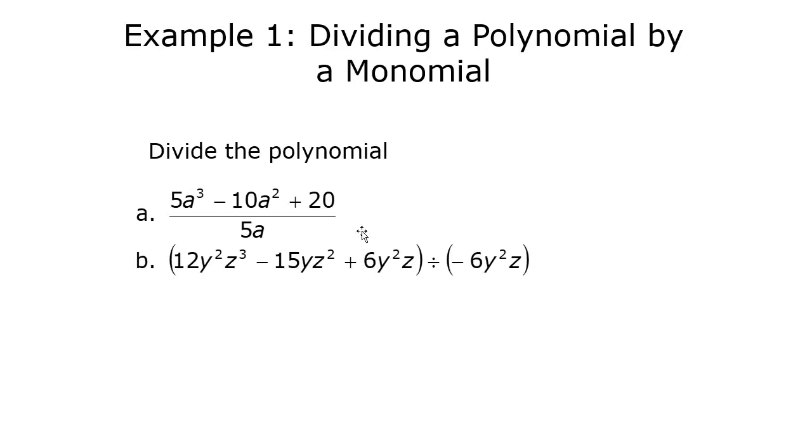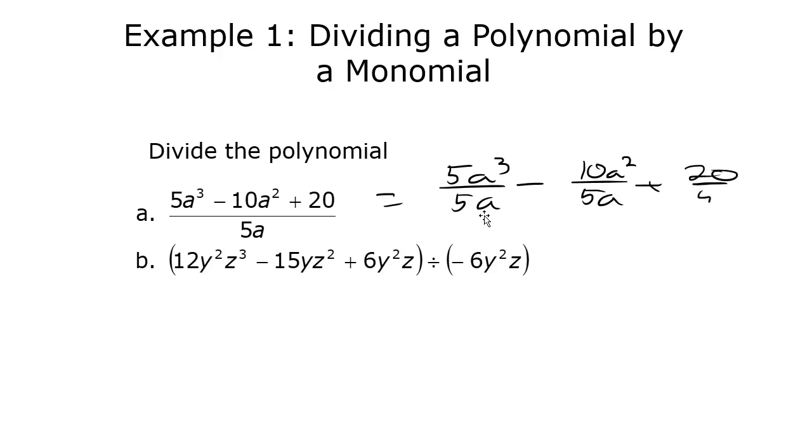Okay, so let's try this one. Each term is going to be over 5a. So it's just going to be 5a cubed over 5a minus 10a squared over 5a plus 20 over 5a, and then it's just a matter of cleaning it up, right? The 5's cancel. We've got a cubed divided by a, and we just get a squared.